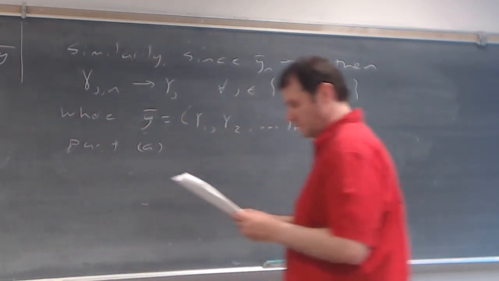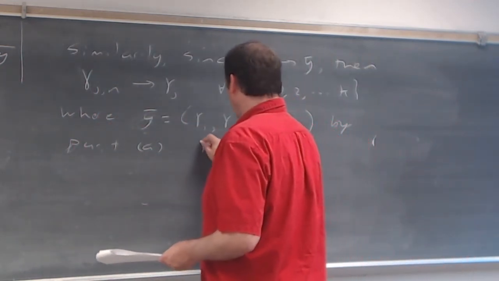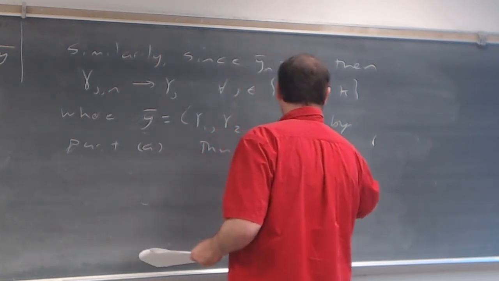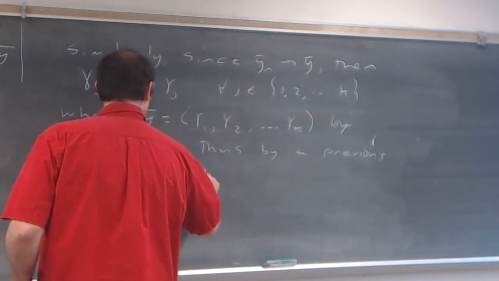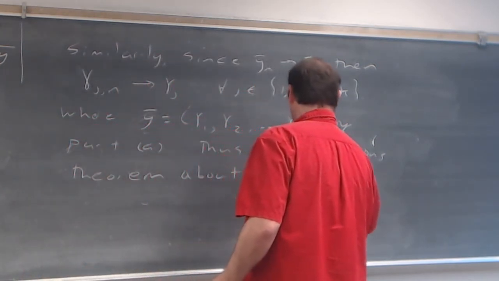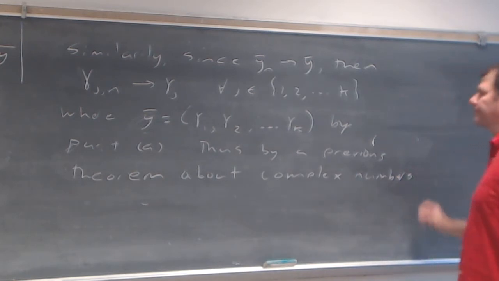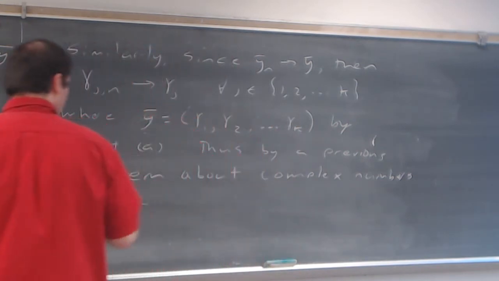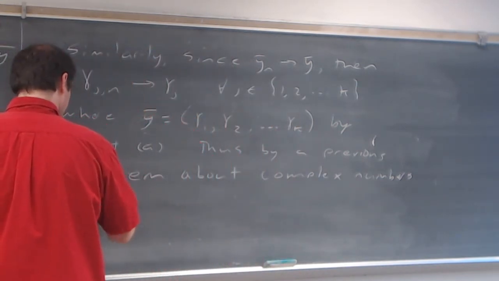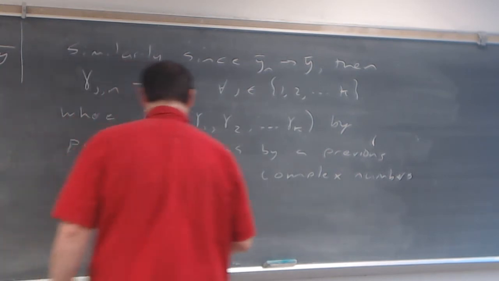And thus, by a previous theorem about complex numbers, one that we did in chapter 3, it says if you take two sequences of complex numbers, each one of them converging, then the limit of the addition of those sequences will converge to the addition of the limits. And here we're talking about real numbers, but remember, the complex numbers include the real numbers. And so what's said about complex numbers also works for real numbers.